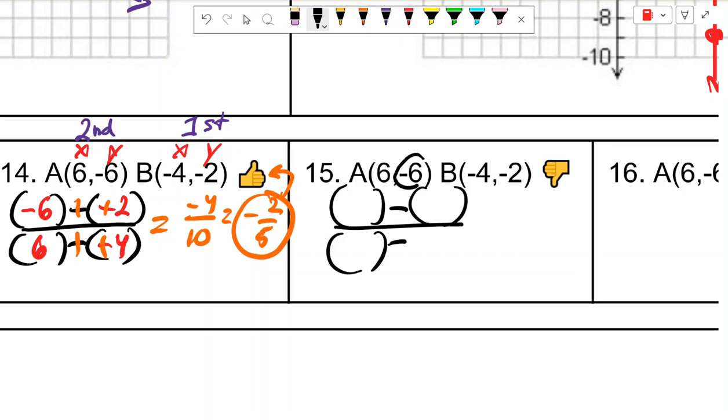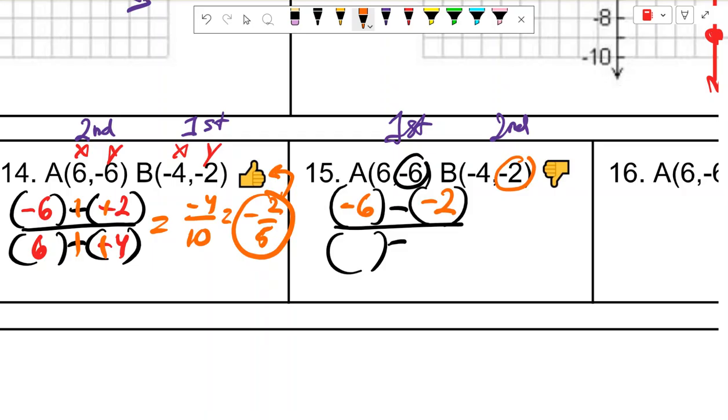Let's put our first, let's call this first. Get organized here. First and second. Let's put our first y in the wrong spot. So that's going to go here. Let's put our second y in the wrong spot right there.